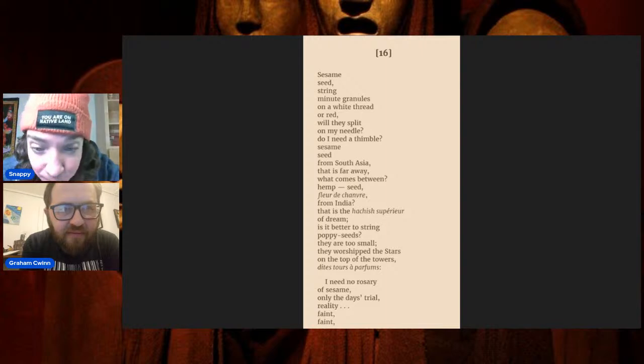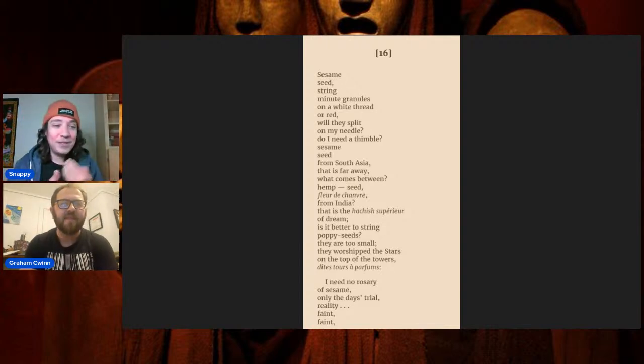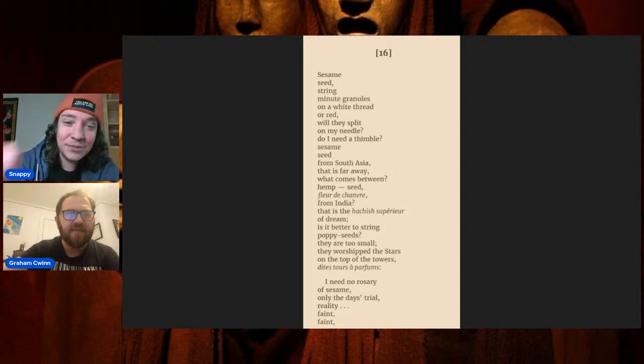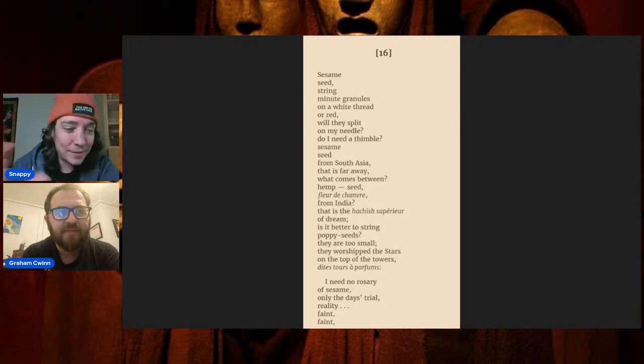Dix tours à parfum. So these towers are perfume, you know? So she's talking about you need the flowers and the scents and the right drugs. She's listing all of these mystical elements that'll help you enter into these states. And it's through the smell, right? The burning of them that transforms it.